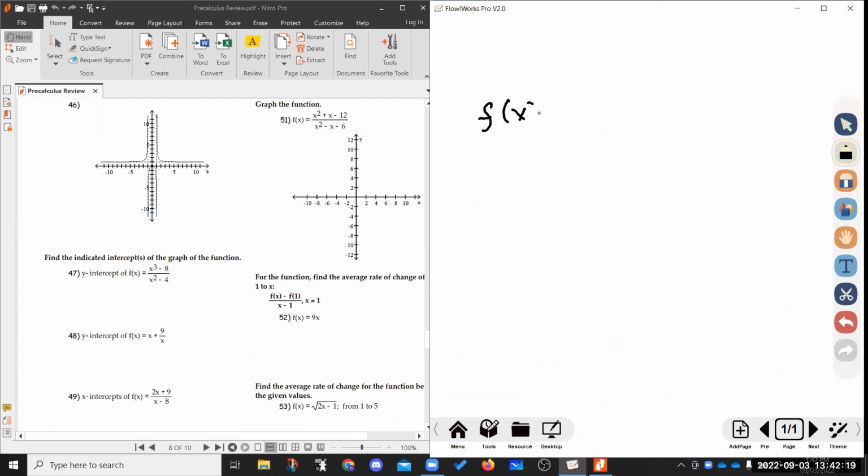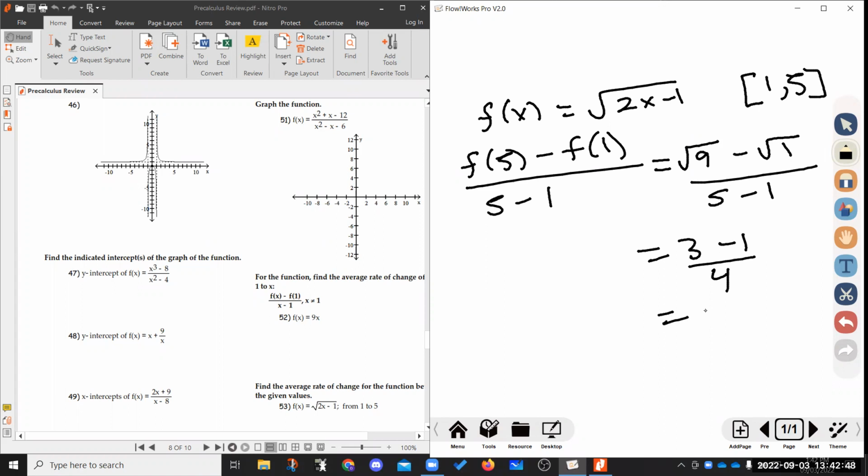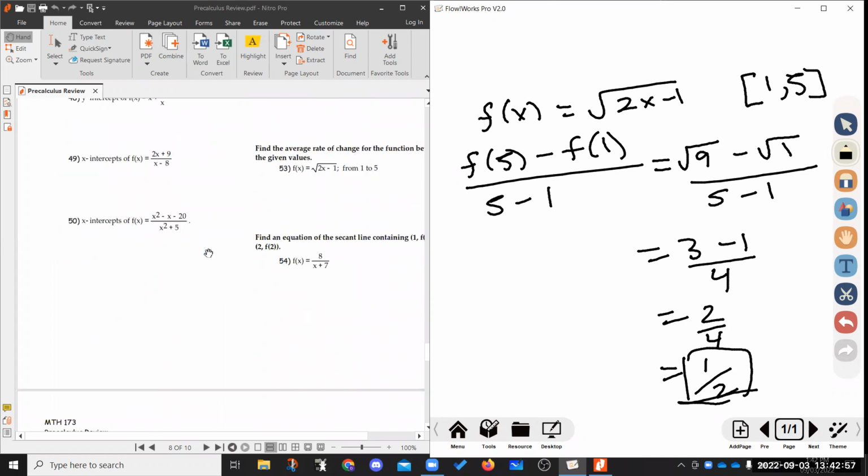53, f of x is equal to the square root of 2x minus 1. Now we want to find an average rate of change on the interval from 1 to 5. So we're going to find f of 5 minus f of 1 over 5 minus 1. That's going to be square root of 9 minus square root of 1 over 5 minus 1, which is 3 minus 1 over 4, which is 2 over 4, which is 1/2. The average rate of change is the slope of the secant line.